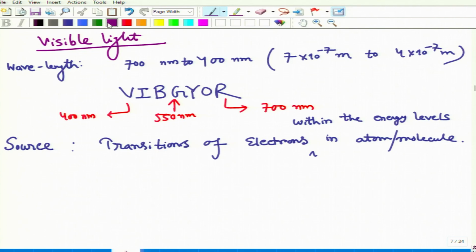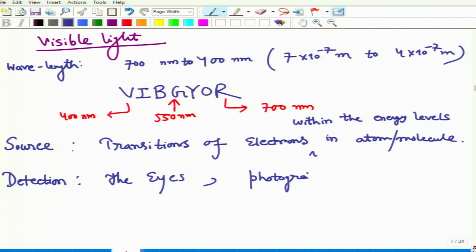Next, what is the detection? The eyes, photographic films, okay, and this visible light is used in electronic spectroscopy.